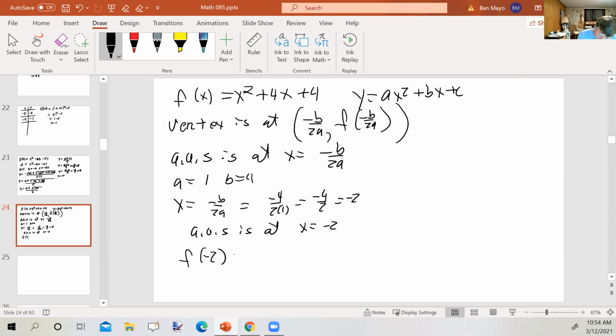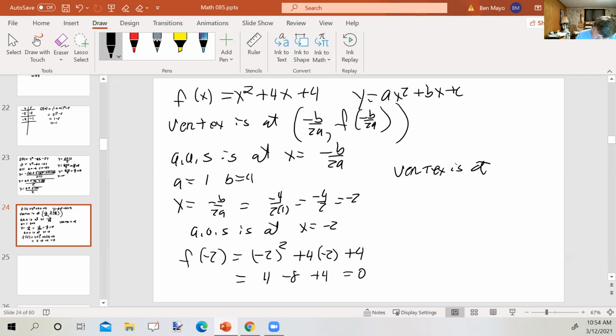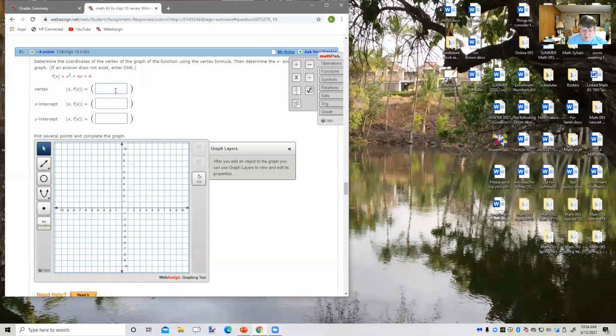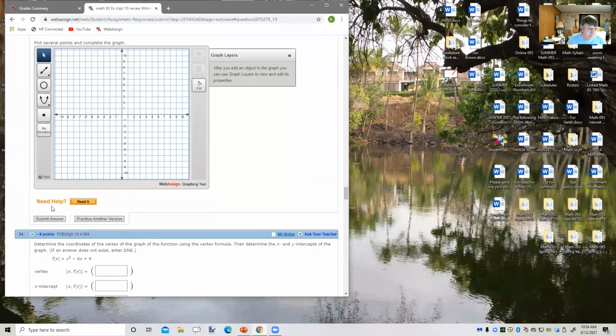So let's find f of -2. That's -2, the quantity squared, plus 4 times -2, plus 4, which is 4 minus 8 plus 4, which is 0. So the vertex is at -2, 0. Okay, so let's put that in. So the vertex is at -2, comma, 0.